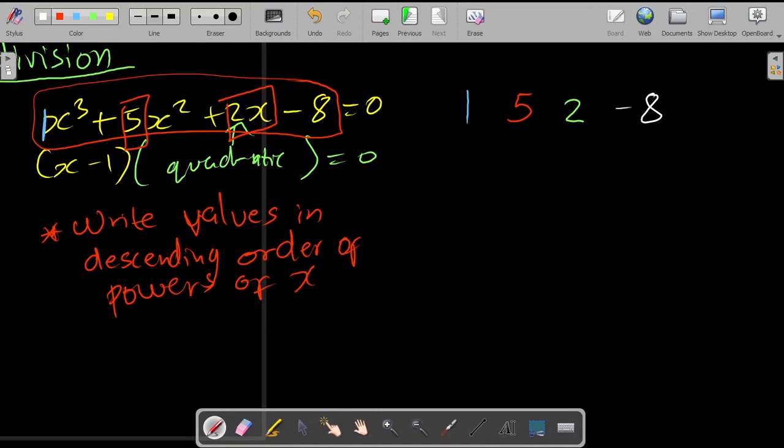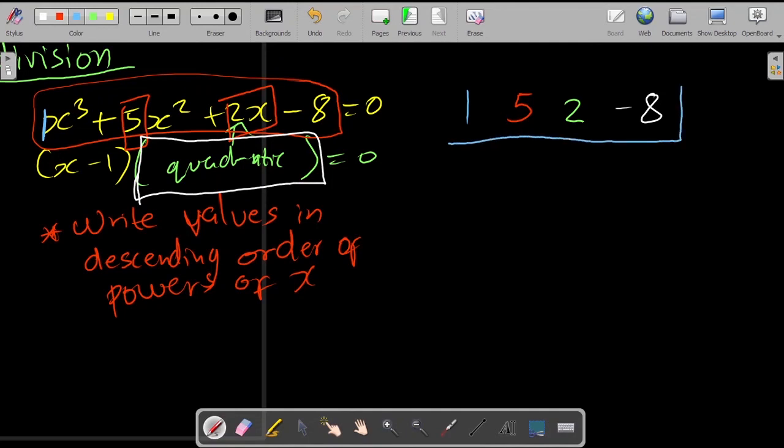What I'm showing you now is how you find this quadratic factor using synthetic division. You draw an L shape, and after that L, you put the factor you already found, which is 1. Here's how you go about it. You take the coefficient of x cubed down, and just write it as it is.